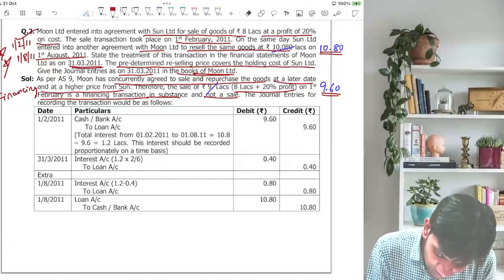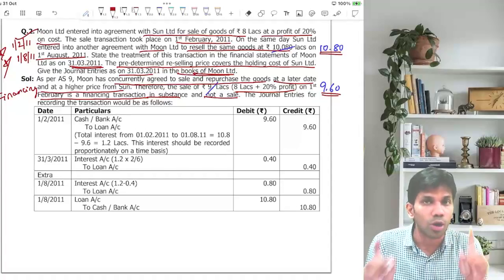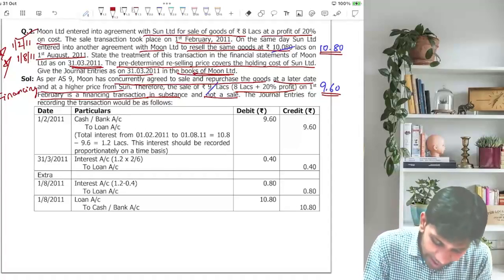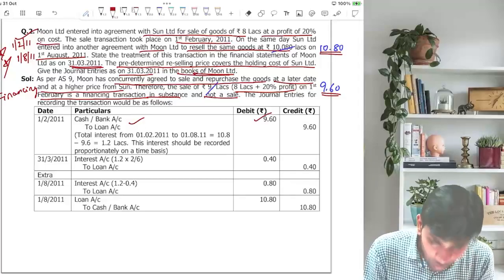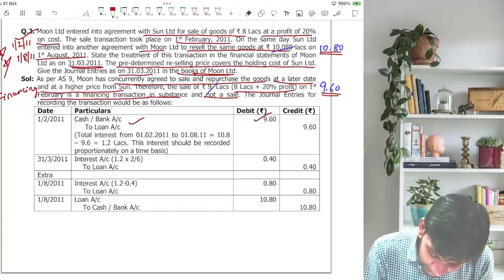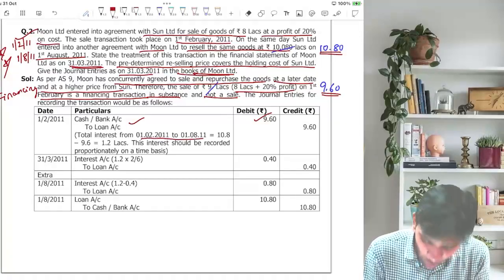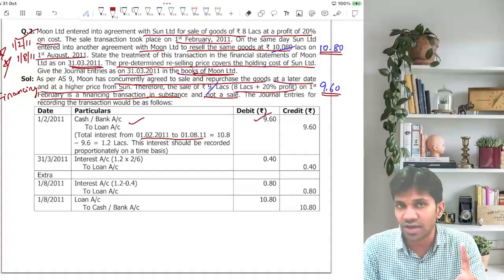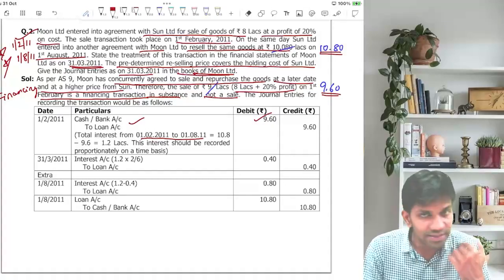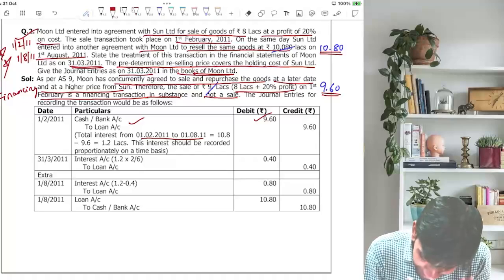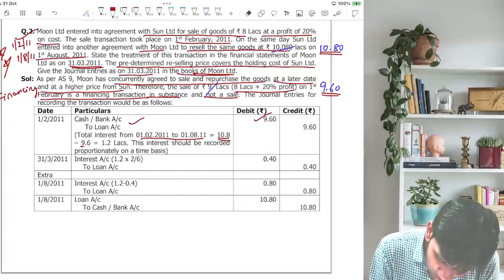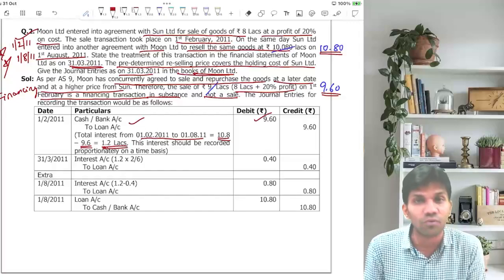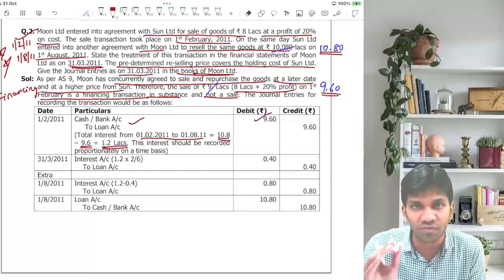The journal entries for recording the transaction would be as follows. On 1st Feb, I sold goods to you, so it will be cash/bank account debit to loan account, 9.6 lakhs. Now, what is written in the bracket? Total interest from 1st Feb to 1st August. On 1st Feb I initiated the transaction, and on 1st August you are reselling the goods to me. So you sold to me at 10.8 lakhs and my value was 9.6. This is the interest element involved in this transaction, because it is a pure financing transaction.